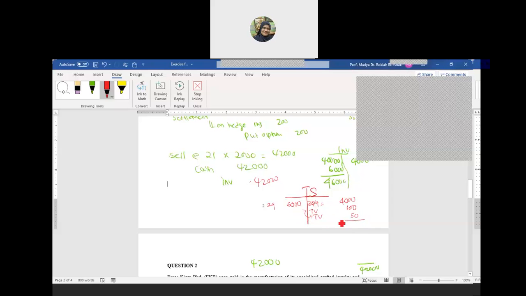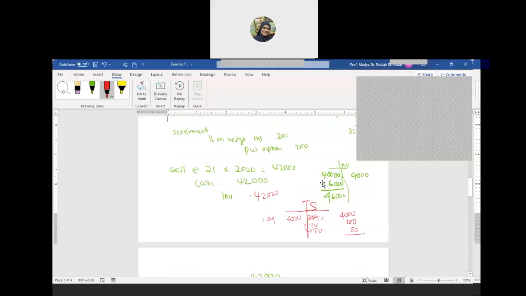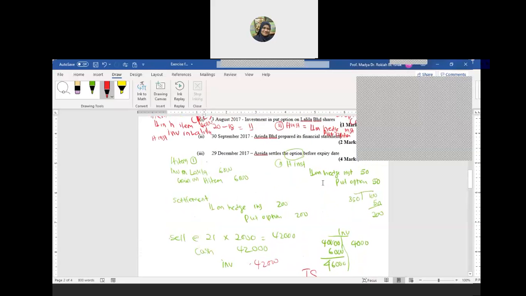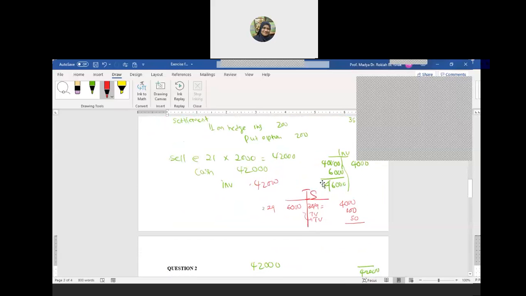Any other gains or losses that you have on that 29th? We have done the gains already. Loss of 50, and then the other loss that you have here is the loss on settlement. So another 200 that we have here is a loss on settlements.